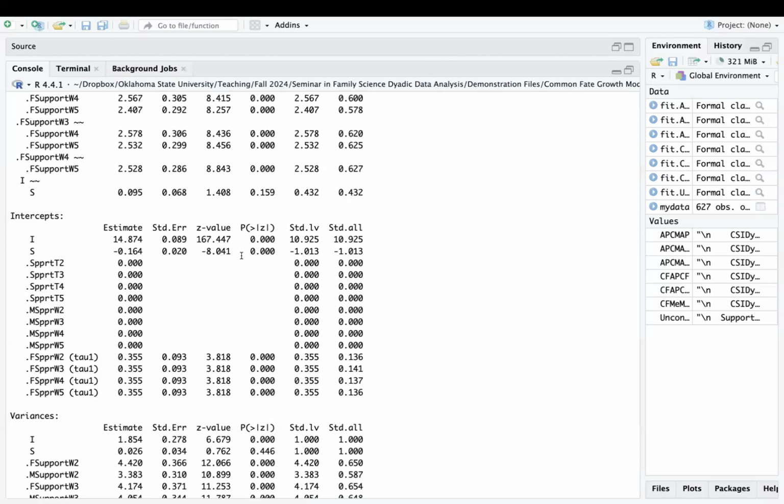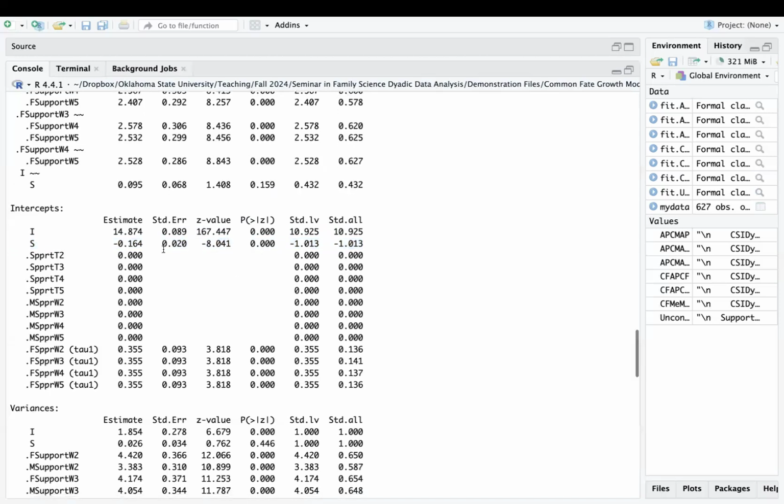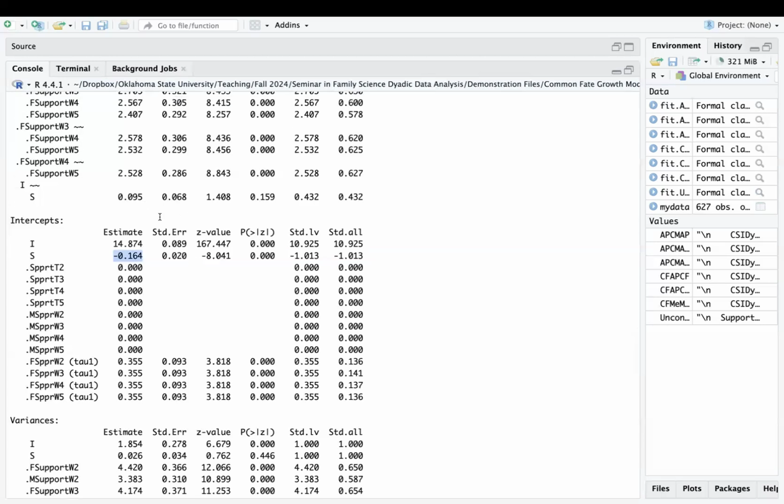That doesn't make it good, and that doesn't make it bad. It just means that they're starting out with no money in their bank account, and that's logical and makes conceptual and theoretical sense. So we will move on to the slope, and this is the rate of change. We want this to be significantly different from 0. And we have a negative slope. So this means that we have a decline in dyad level support over time.